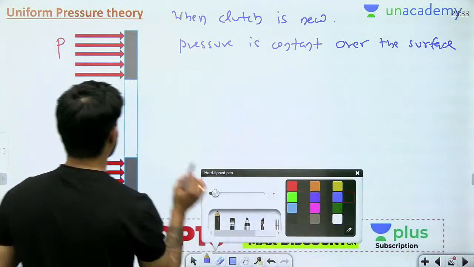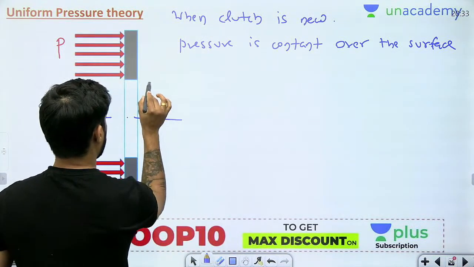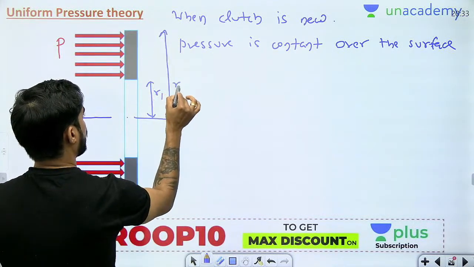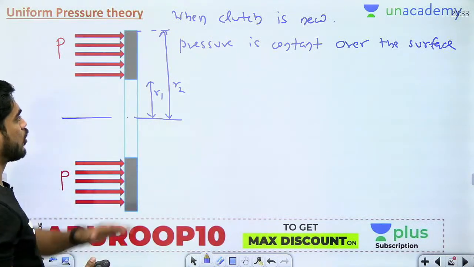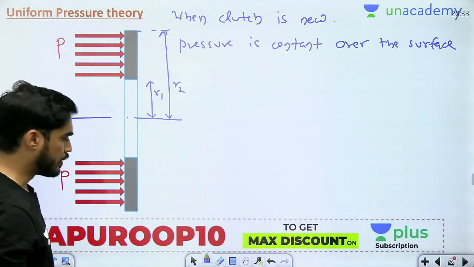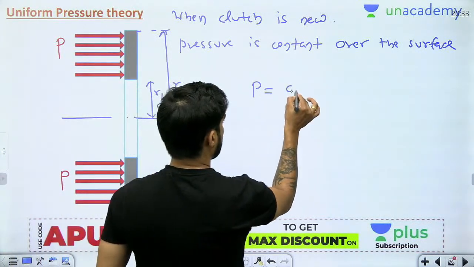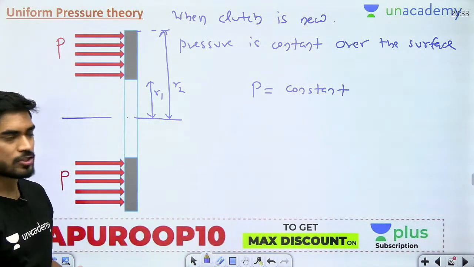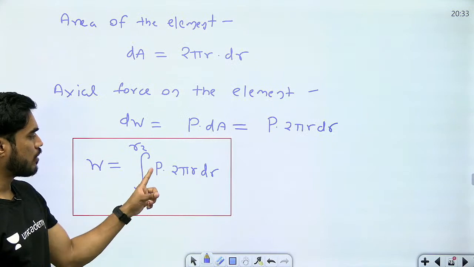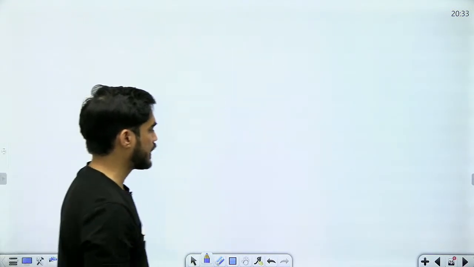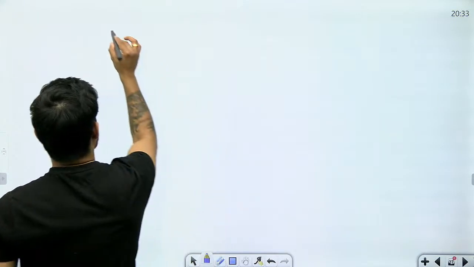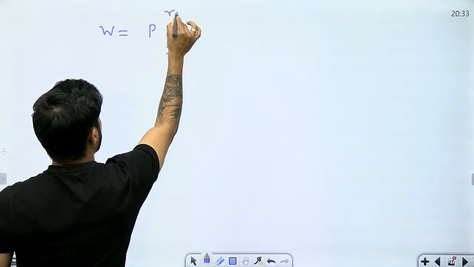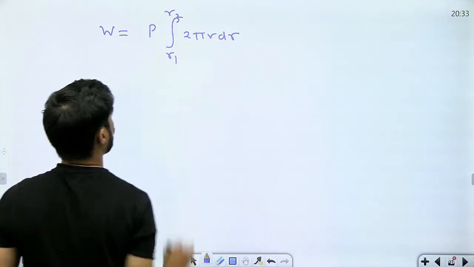This is the friction lining, this is the center, this is R1, this is R2. So beta, from R1 to R2 the pressure is constant, means the pressure is not changing with respect to R. The pressure is not at all changing with respect to R. So if the pressure is constant, then it will come out of the integration. So what will you get? W will be equal to integration P, integration R1 to R2 2 pi R dr.